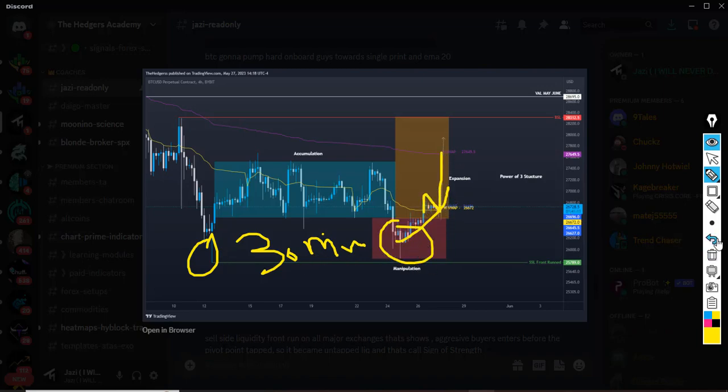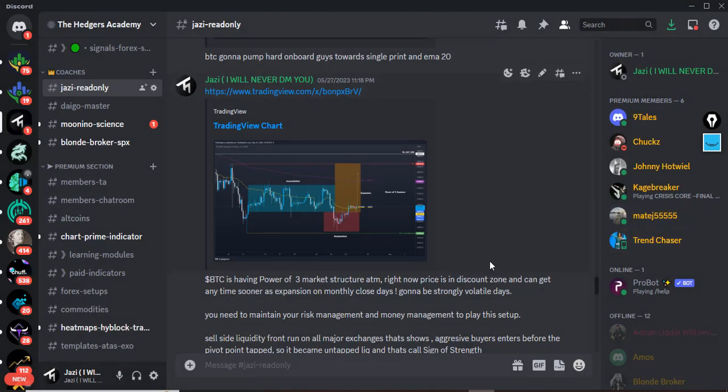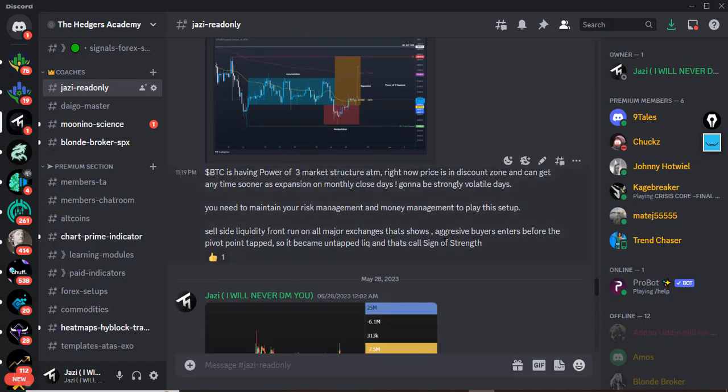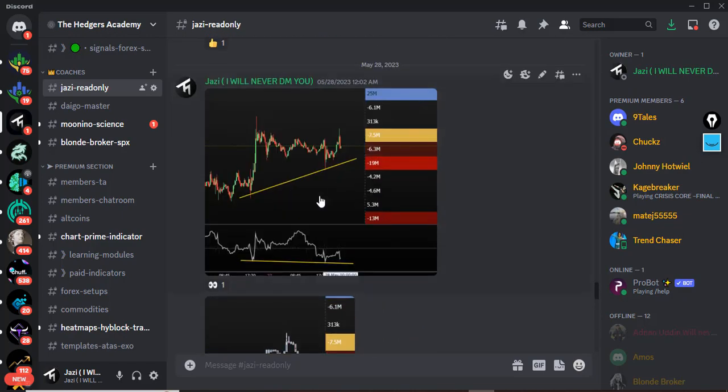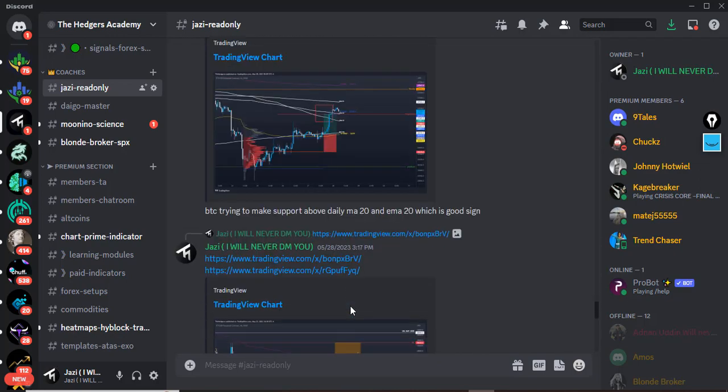The uptrend starts from the weekly VWAP towards the buy side liquidity. Also, I have told my members that BTC is having a power of three structure. At the moment, price is in the discount zone and can get into the expansion anytime soon, on monthly close days. Okay, you need to maintain your risk management, money management to play this setup. That was a neat and clean setup that I gave to my Discord members and audience. And I also gave them the confirmation for a well-informed decision, the bullish CVD divergence.